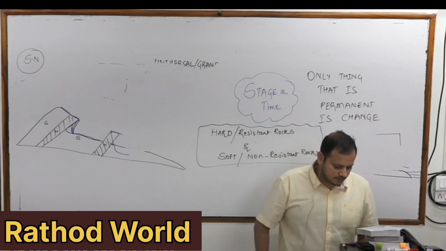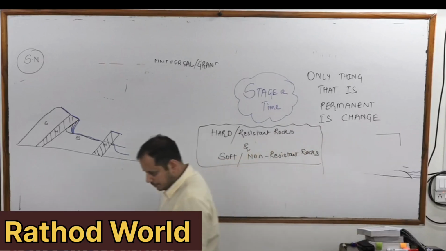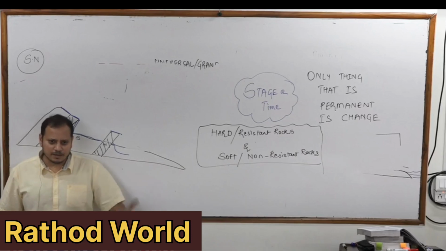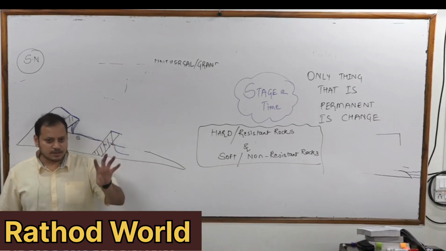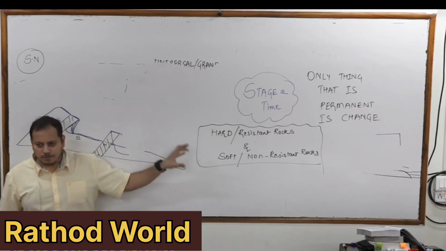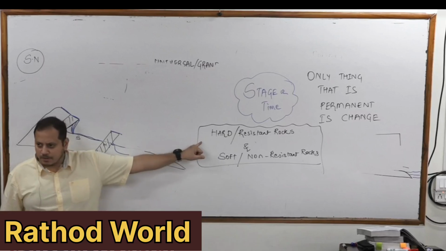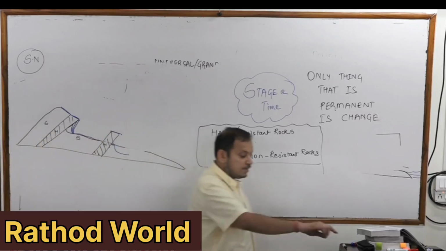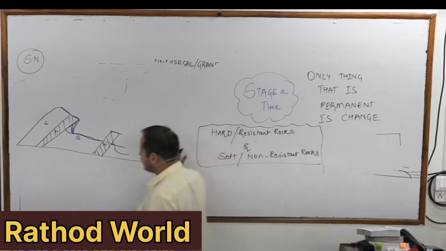Soft or non-resistant rocks. अब देखो आपको आंसर में क्या लिखना है पता है. स्ट्रक्चर से प्रोसेस पे आ जाओ. Geomorphic process will not be affecting these rocks and will be affecting those rocks. Even the slope, even if the rock is same, slope includes structure also.